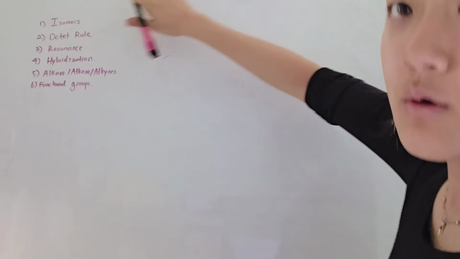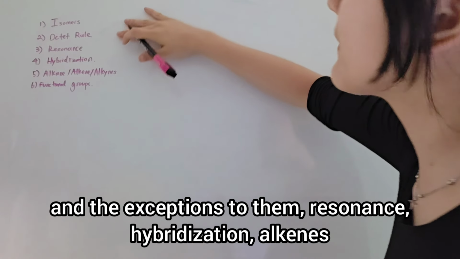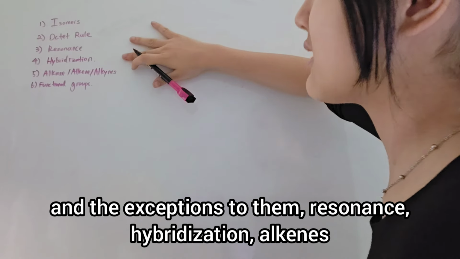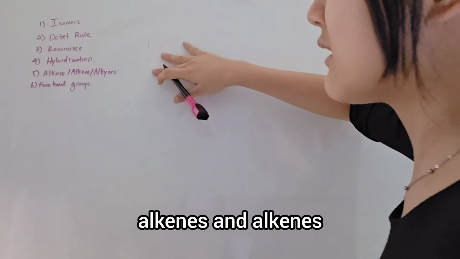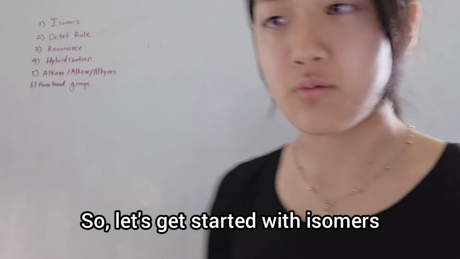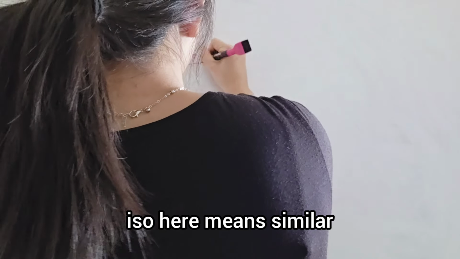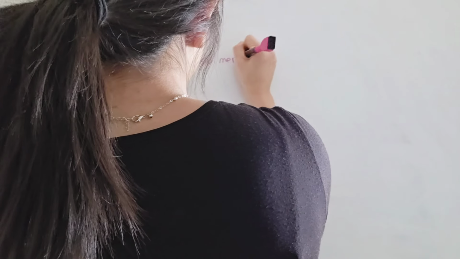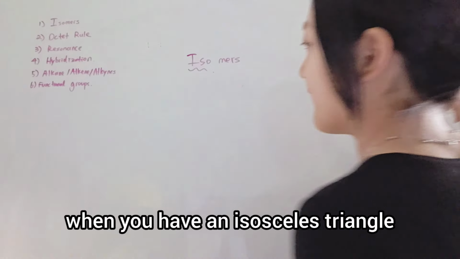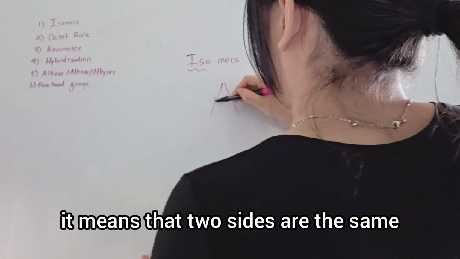over here. We're gonna cover isomers, then the octet rule and the exceptions to them, resonance, hybridization, alkanes, alkenes, alkynes, and functional groups. So let's get started with isomers. What are isomers? Well, iso here means similar. Like when you have an isosceles triangle, it means that two sides are the same.